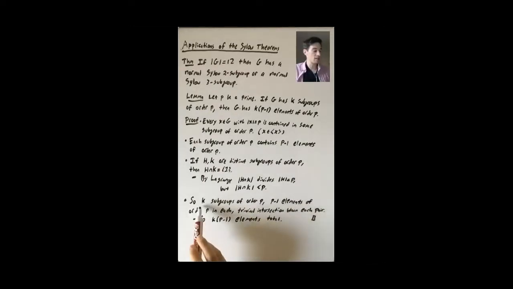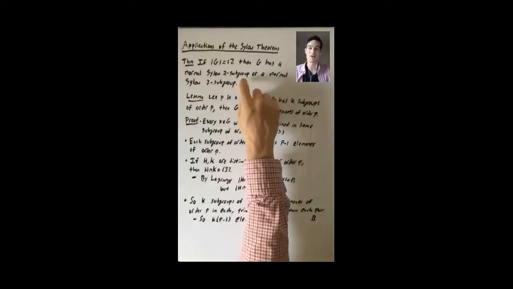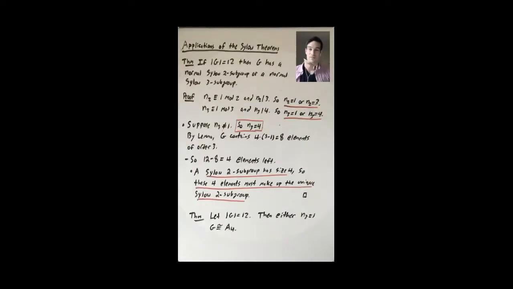So there are k subgroups total of order p, there are p minus 1 elements of order p in each one, and there's trivial intersection between each pair. So we just go through our k subgroups and add up p minus 1 elements of order p in each. I'm going to pause and erase, and then I'll show you how to use this lemma to prove this statement about groups of order 12.